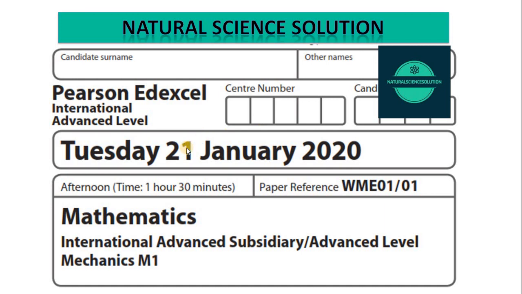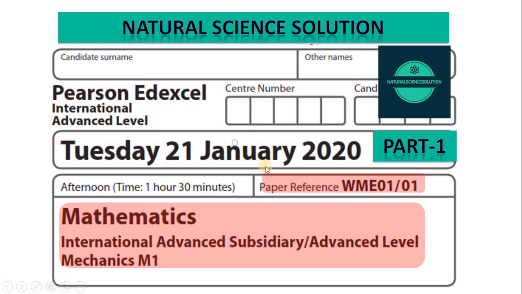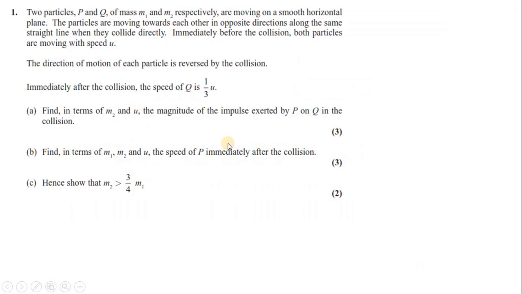This is Edexcel IAL Mathematics paper M1, January 2020. So let's start. Question number 1.